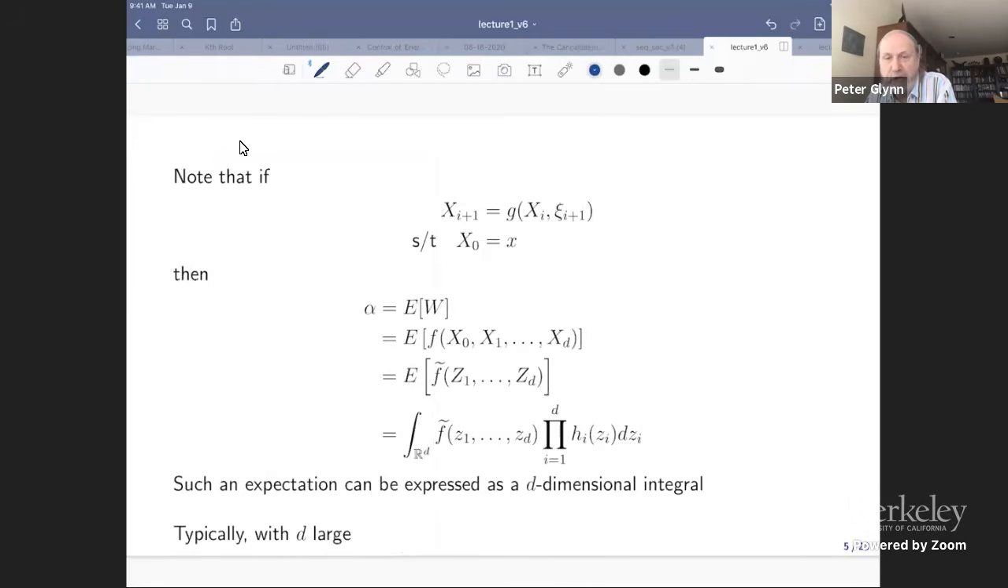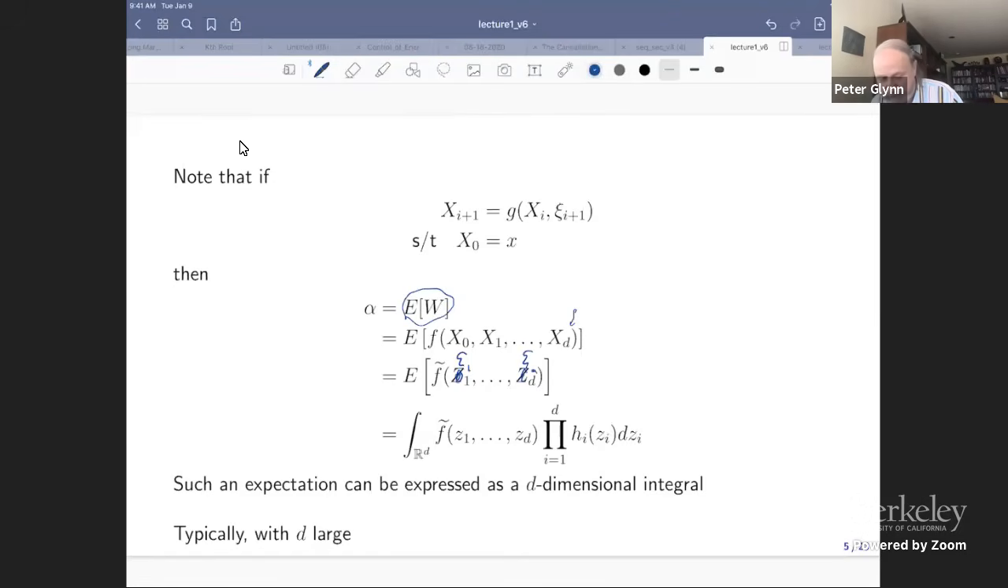Now, as I was suggesting a moment ago, if the xi's come from a Markov chain, then of course we can write down the state of the system in terms of the noise sequence C1 through CD, if we have a time horizon D. And that means that the expected value of the random variable W that we're interested in, we're assuming now that that is some function of the state trajectory up to the time horizon D, can in turn be re-represented in terms of the noise sequence C1 through CD.